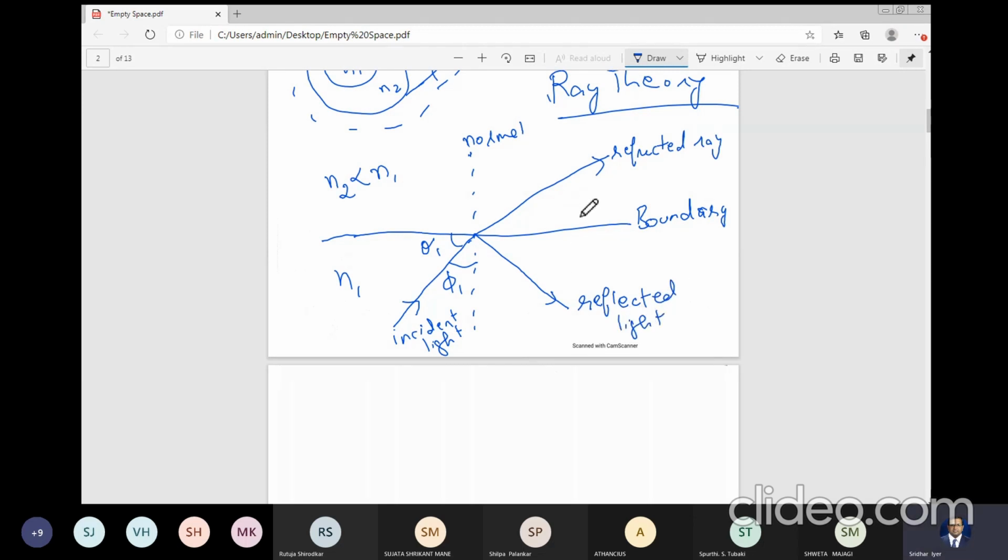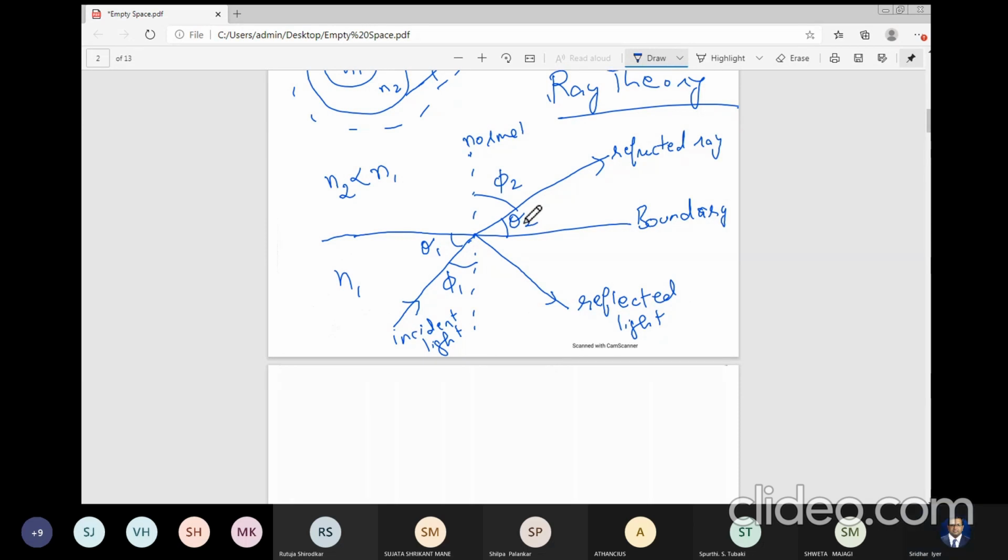Okay, what about the angles here? Let this angle become theta 2, and since this is phi 1, let this angle be some phi 2, right? So this is what is going to happen when you take two materials with different refractive indices.